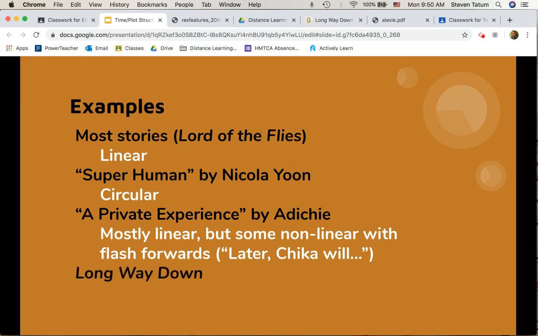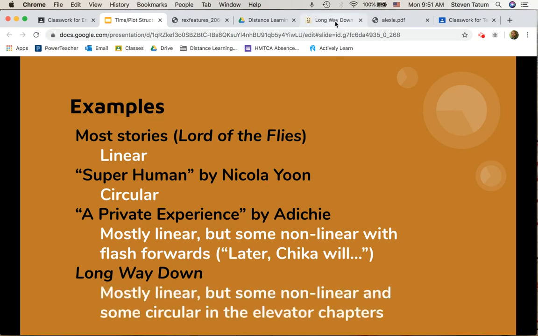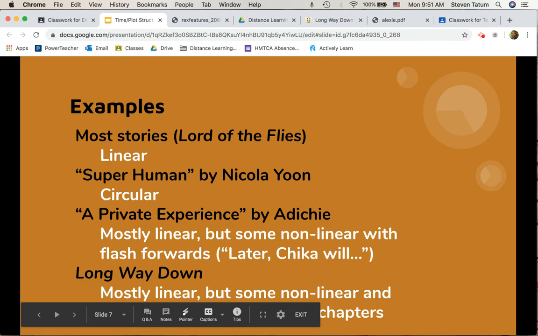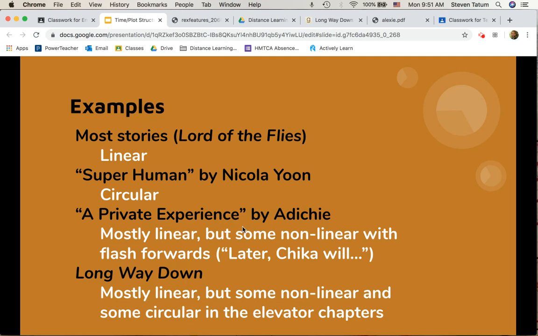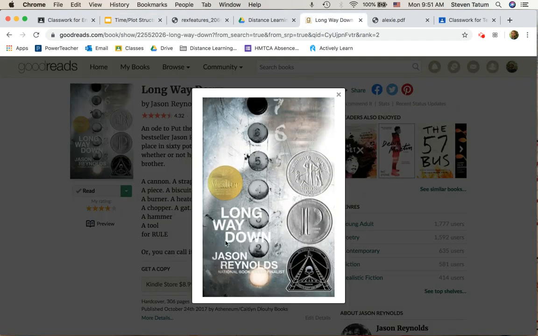And finally, Long Way Down is a really interesting example of storytelling structure. Again, it's mostly linear, but it's got some non-linear elements to it and even some circular elements to it in the elevator chapters. So if you remember, the story mostly goes from him right after his brother was killed up through his elevator ride to the bottom of the elevator. That's kind of the main linear part of the story.